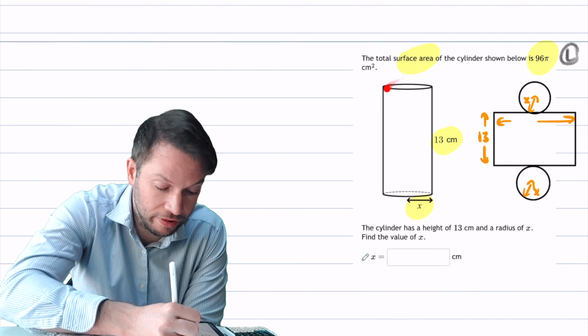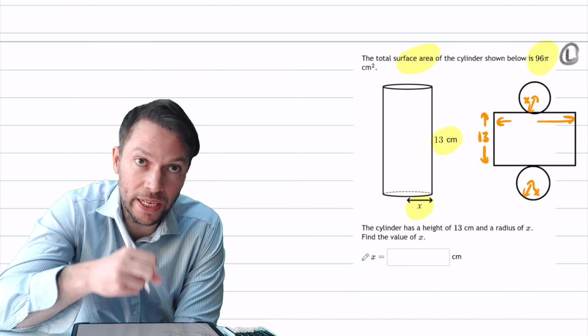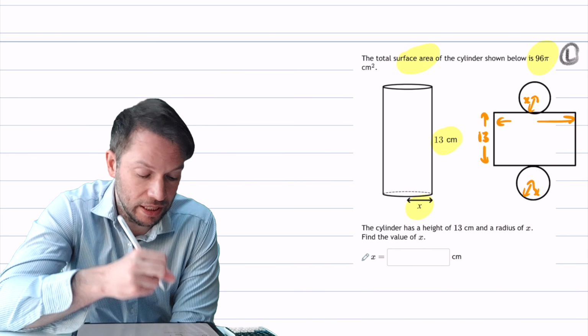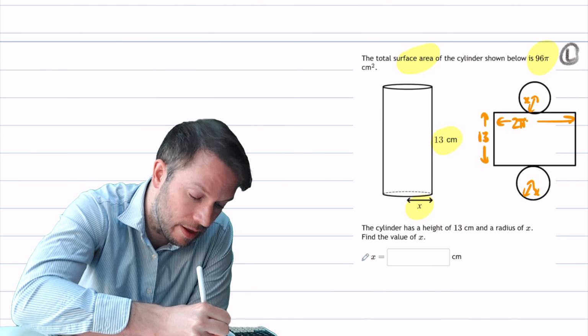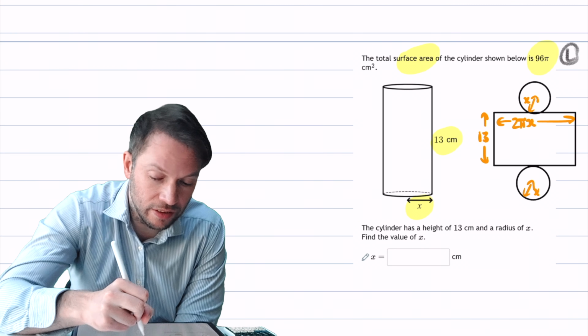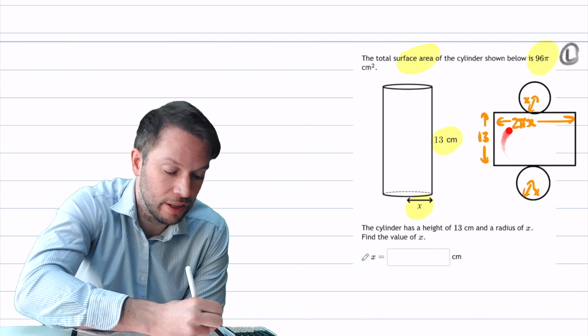Now, what's the circumference of the circle? Well, if it's radius x, the circumference would be 2 times pi times the radius, so 2 times pi times x. That would be 2 pi x. And now we can find the total surface area of the cylinder by adding the areas within the net.